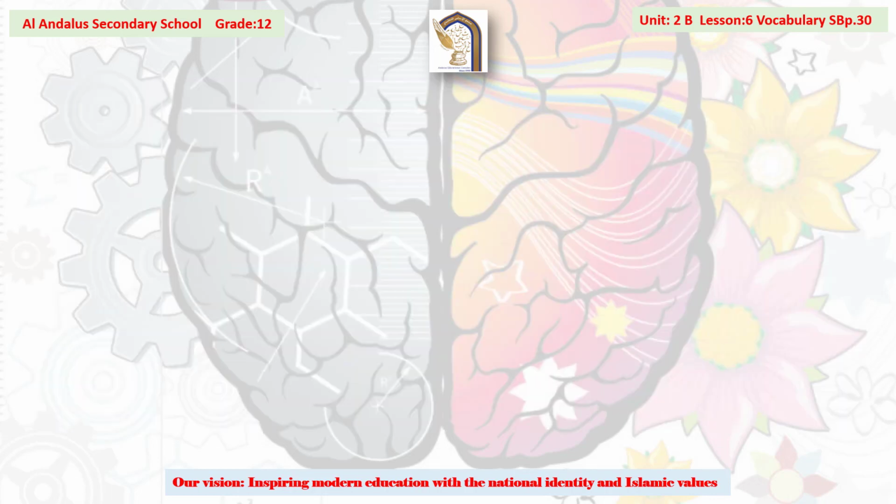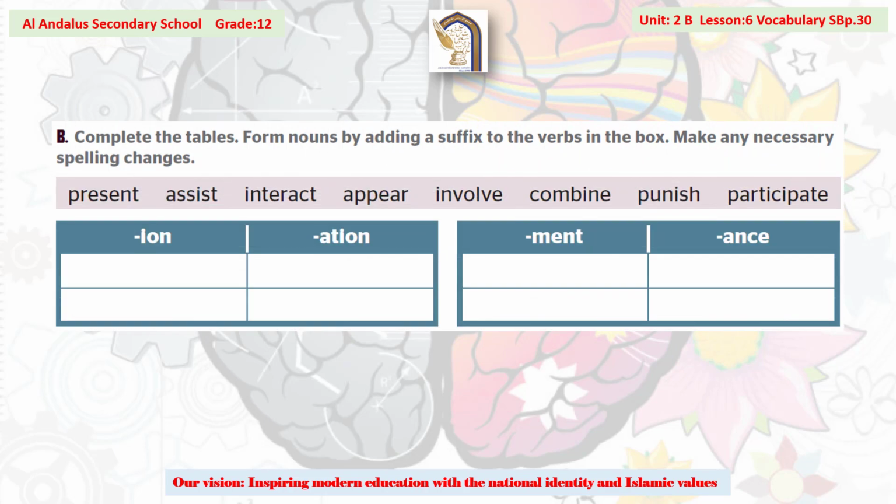Now with exercise B, gentlemen, we are going to deal with a new objective, that is how to form nouns with suffixes. Suffixes are letters which go at the end of a verb or an adjective, but here we are trying to focus on verbs which change the word into a noun. As you can see from the table, we have got these 4 suffixes: ion, ation, ment, ance.